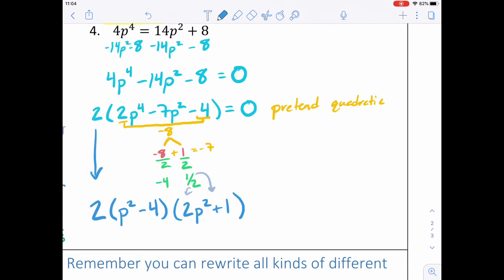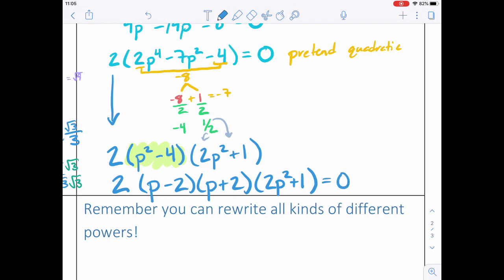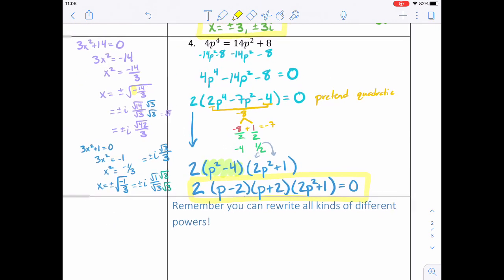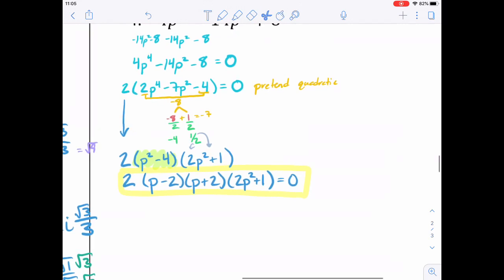It's your work. We do have a difference of squares. So our factorization is actually 2 times (p minus 2)(p plus 2), because we have this difference of squares right here. And then we still have our factor 2p squared plus 1. So this is our factorization for this problem. Let's make it a little bit smaller. All right, our two linear factors give us solutions fairly quickly: 2 and -2.